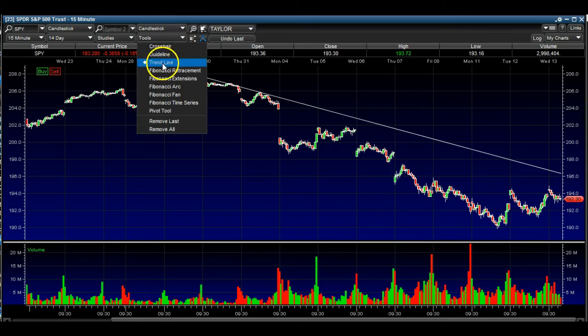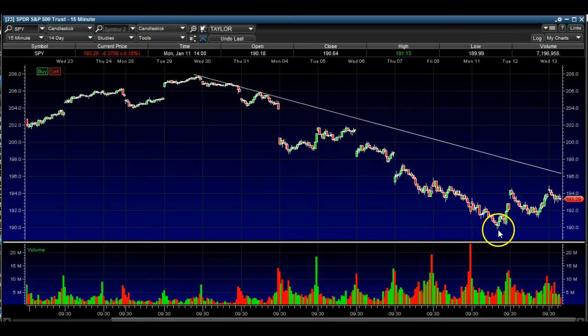Otherwise, we have this nice uptrend line down here that I really like. Okay, and that'll be right around 192.50 is where that is. So I really like this chart here. We've got this downtrend line left at 196, and then we've got this uptrend line below at about 192.50.